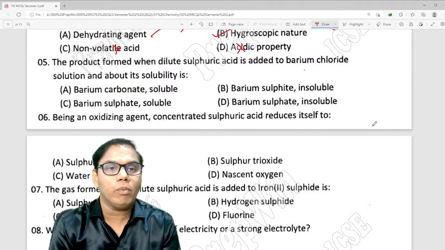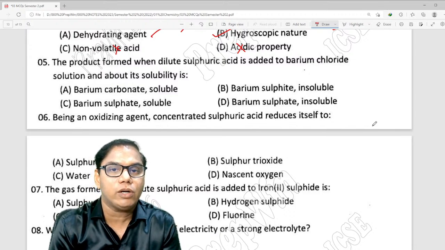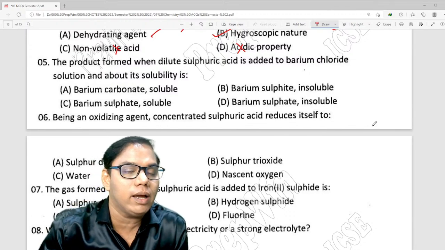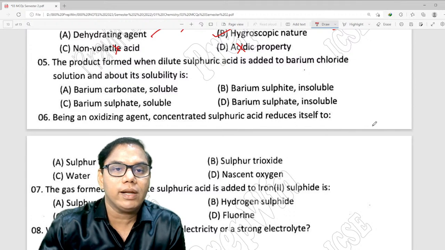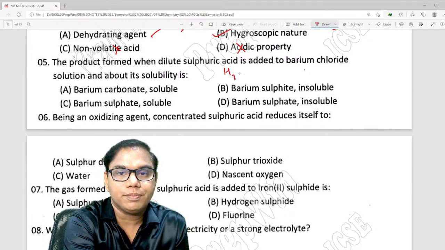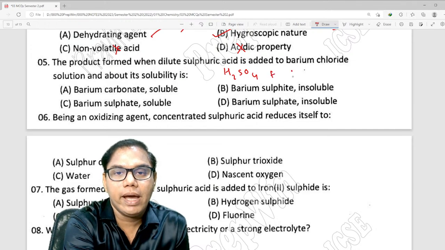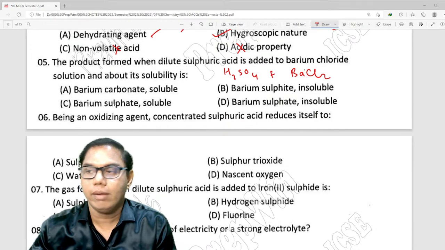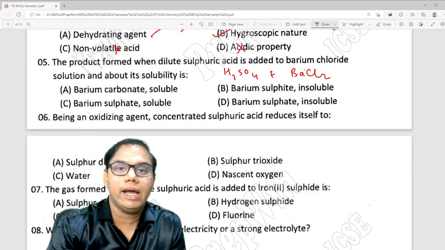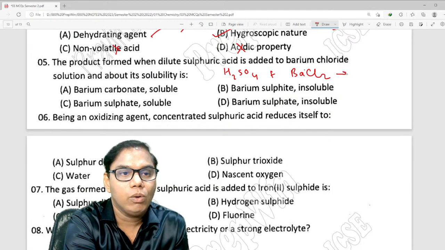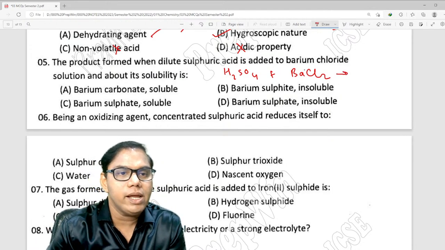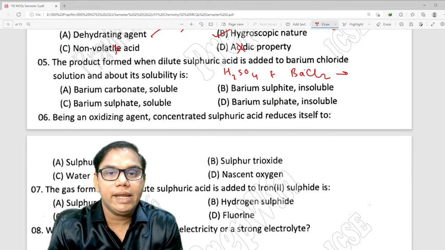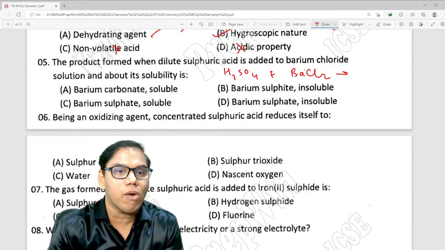Fifth one. The product formed when dilute sulfuric acid is added to barium chloride solution, and what is its solubility? Let me read this. H2SO4 plus barium chloride, BaCl2. What will be the product? Barium carbonate, barium sulfide, barium sulfate, or barium sulfate again?